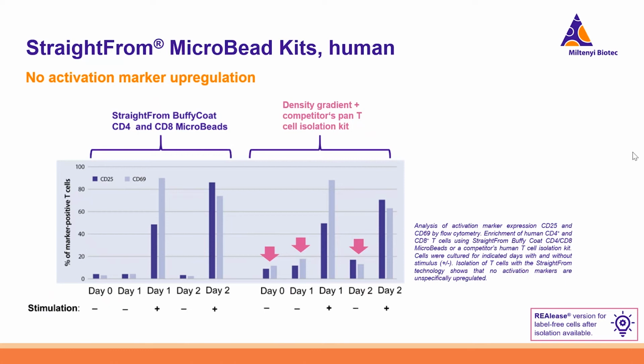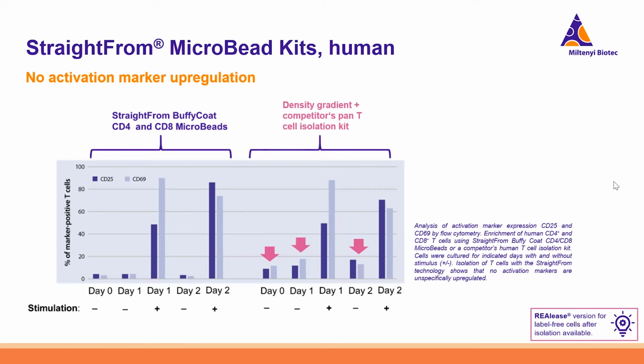Cells were then activated for activation marker expression of CD25 and CD69 either directly after cell isolation, here labeled with day 0, or after 1 or 2 days of cultivation, either without stimulus or stimulated with the T cell activation and expansion kit, labeled with minus or plus respectively.